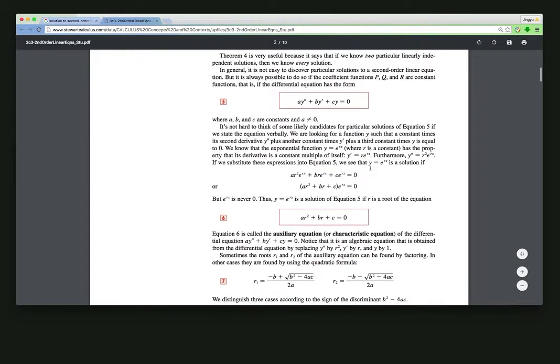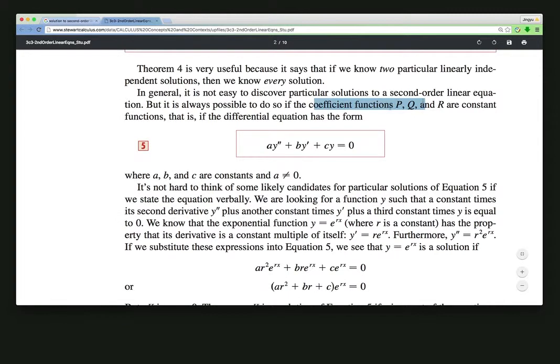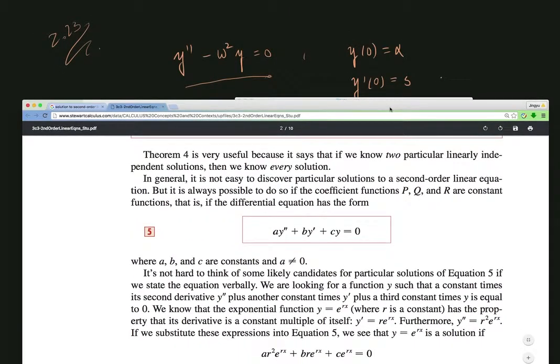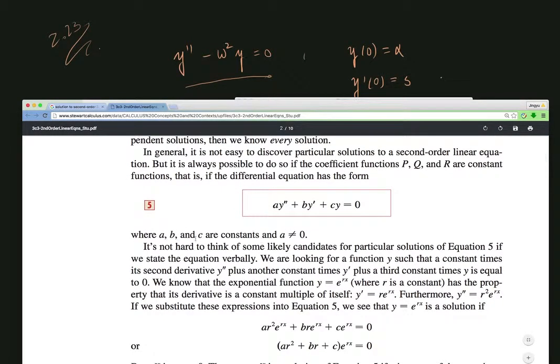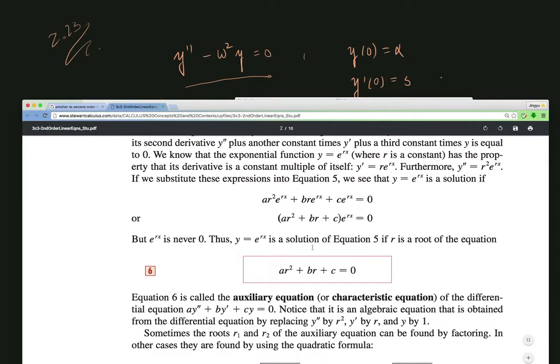Here. Okay. In general, it is not easy to discover particular solutions to second-order linear differential equations, but it is always possible to do so if the coefficient functions are constant functions, that is, if the differential equation has this form. And yay! Because our A is just 1, B is minus omega squared, and C is just equal to 0, where these are constants and A is different from 0. Okay, and then what do they tell us?